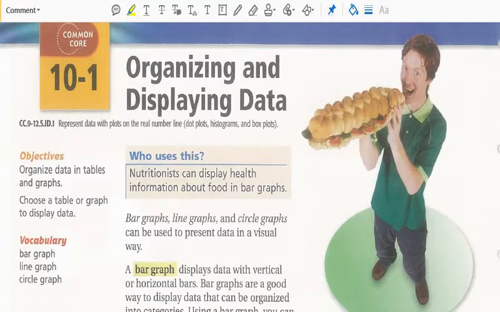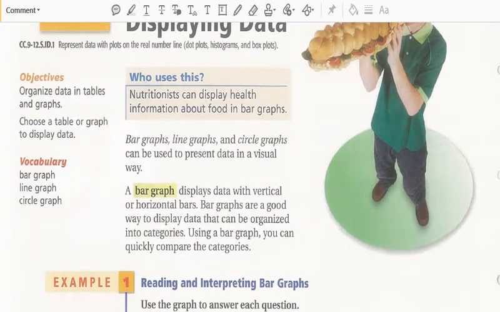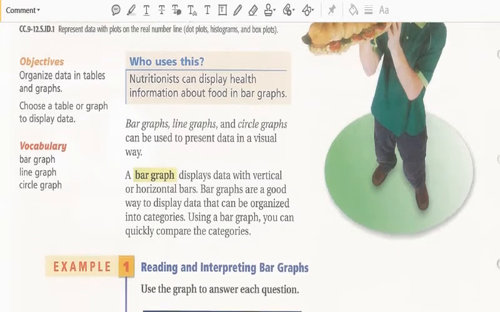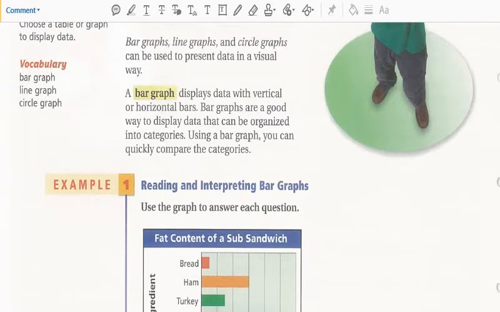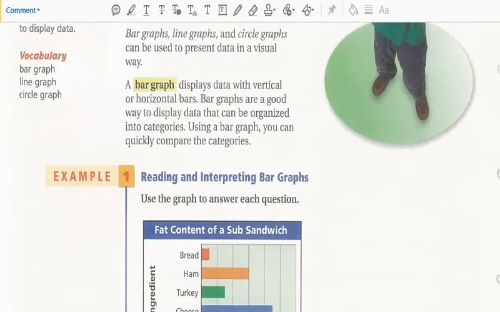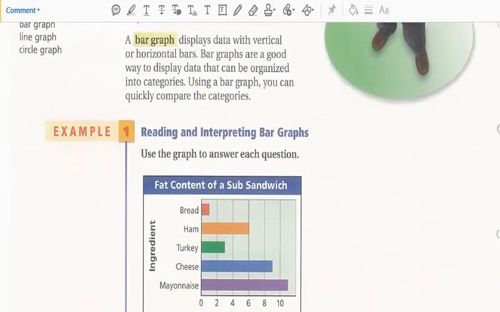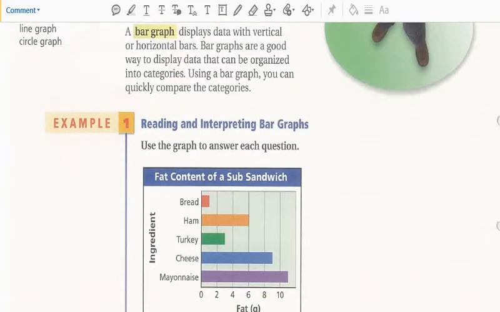We have 5 types of displaying data. First type we're going to talk about is bar graph. Bar graph is displaying data with vertical or horizontal bars. Okay, and bar graphs are a good way to display data that can be organized into categories. When using a bar graph, you can quickly compare between these categories.